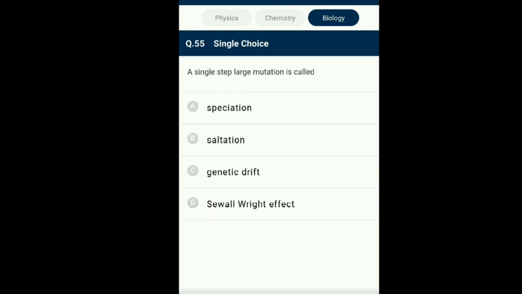Question number 55. A single step large mutation is called sudden and large mutation occurring between the generation and leading to single step speciation is referred to as saltation. Speciation, the process of formation of new species due to the course of evolution. So the answer for this question is option B, saltation.